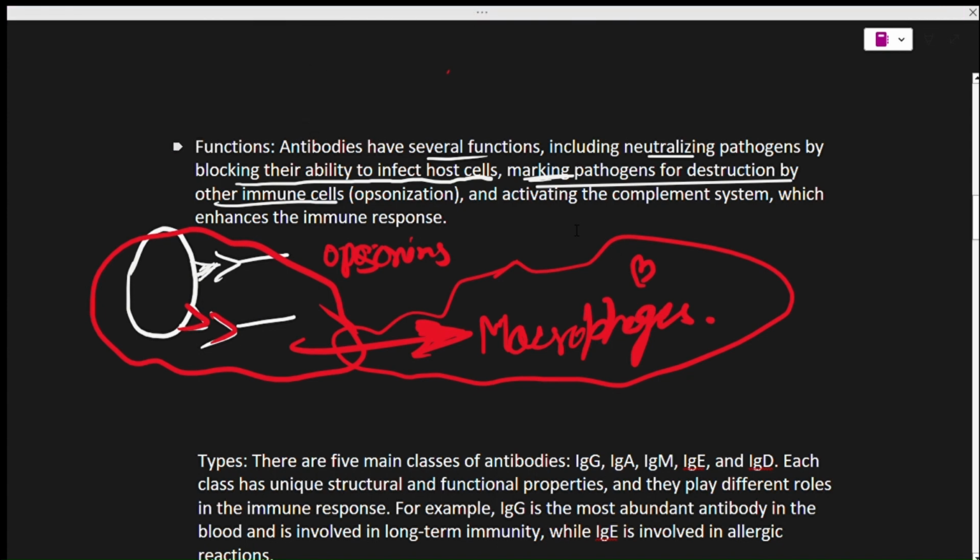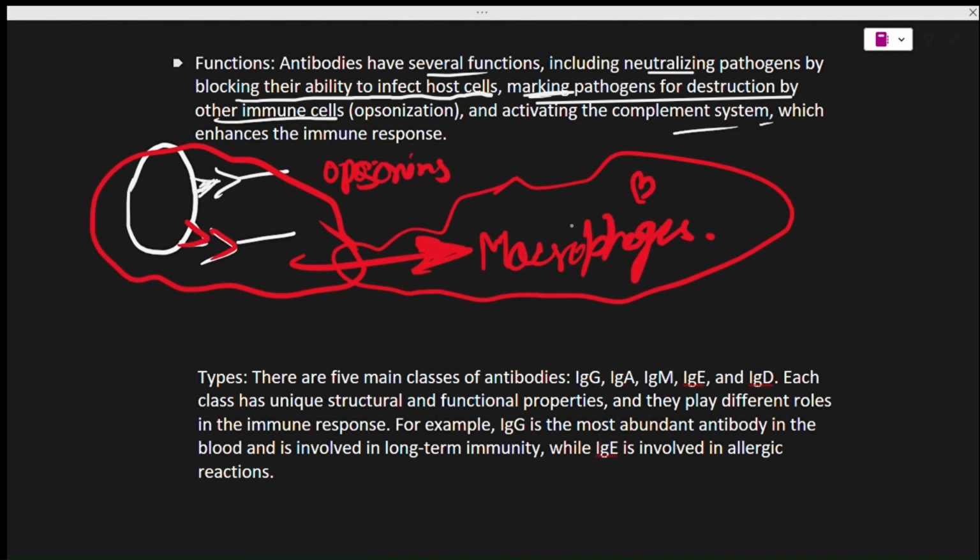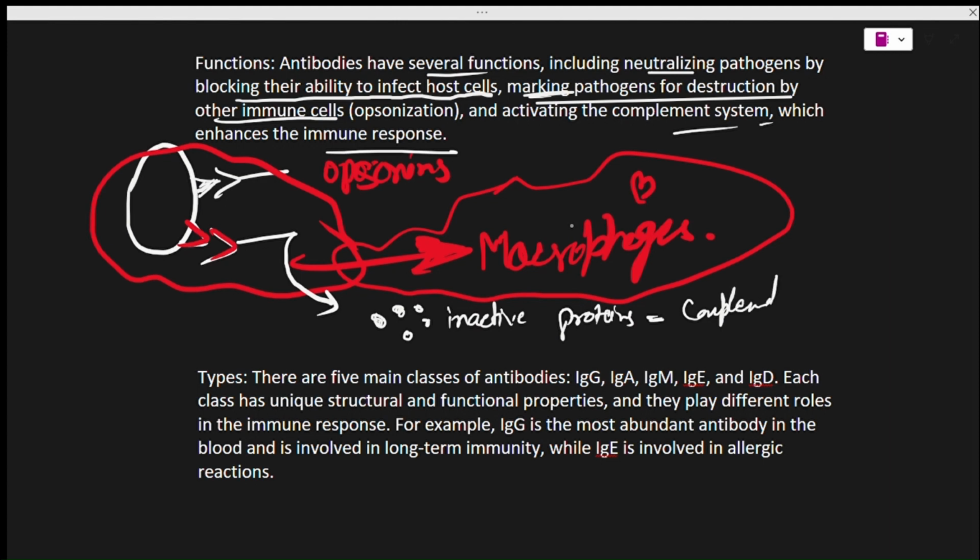Okay. And the last point is by activating the complement system, which enhances the immune response. Now what happens is some antibodies give some chemotactic signal to some inactive proteins, which are complement proteins. Now these complement proteins are formed by the liver, and they are around 20 in number, which together enhance the immune response. Now what these complements do is they create pores in the cell wall of the pathogen.